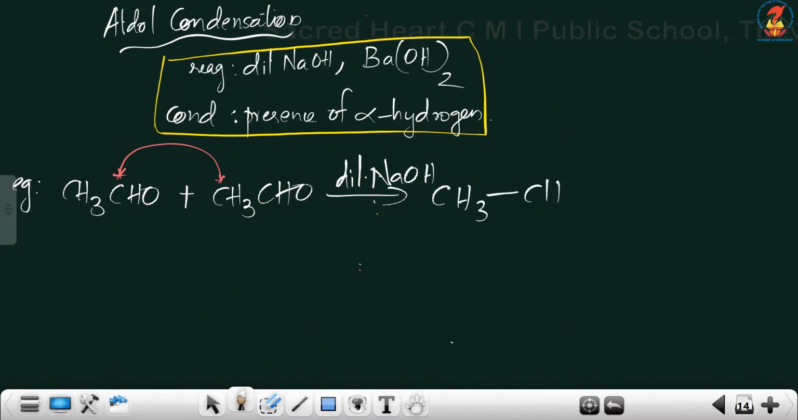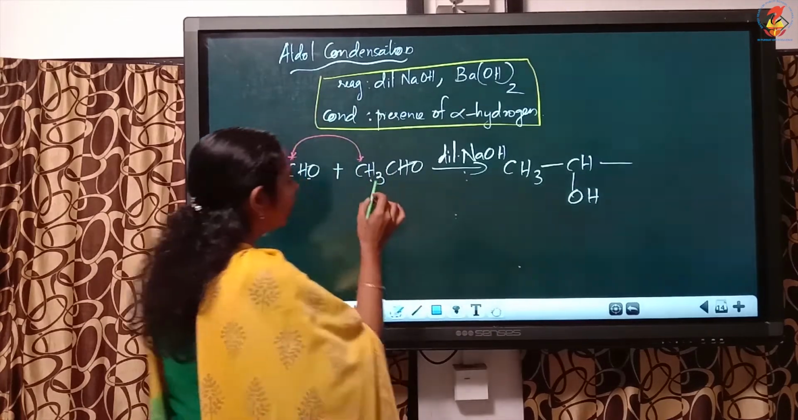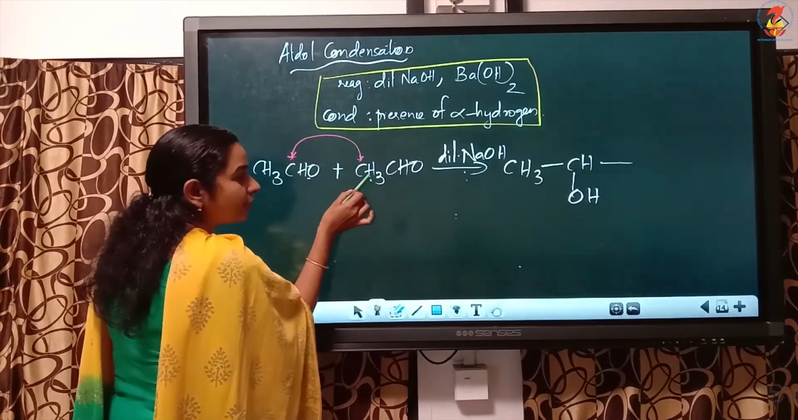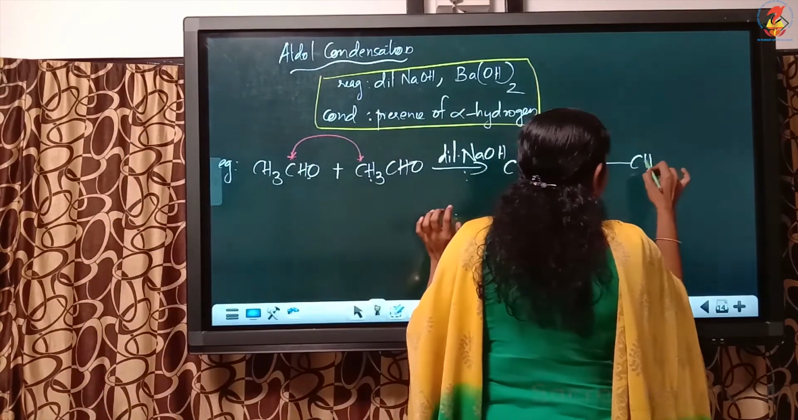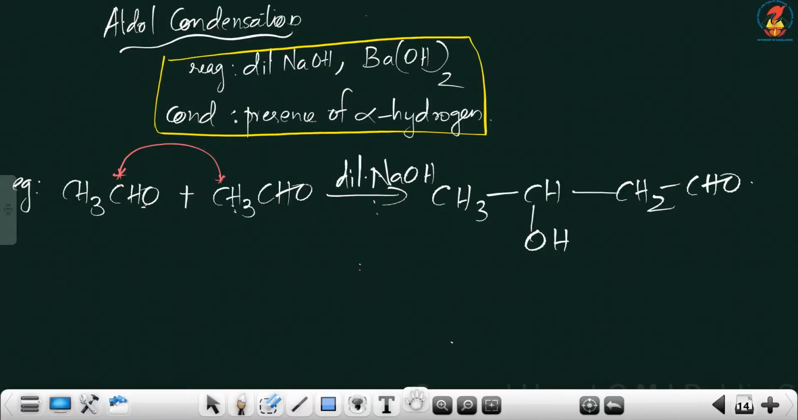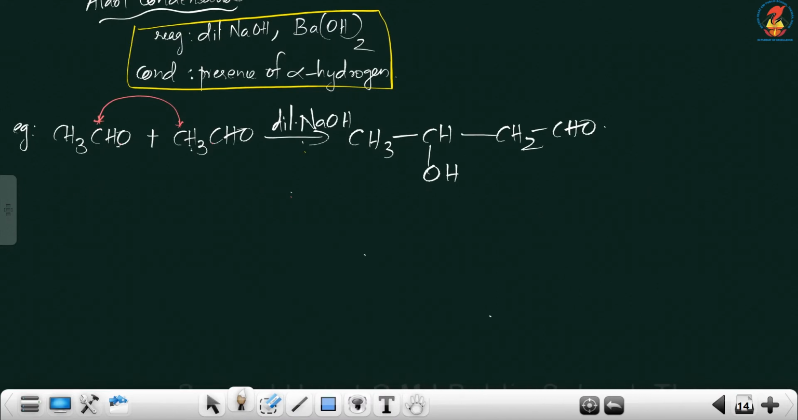CH3CH. When we connect, the O has to be converted into OH. The hydrogen comes from this alpha carbon. So CHO will become CHOH. Connect this carbon to this carbon by using a single bond. And when you connect, subtract 1 hydrogen from here because we are giving 1 hydrogen to this oxygen. So CH3 will become CH2, CH2. And this is called aldol.